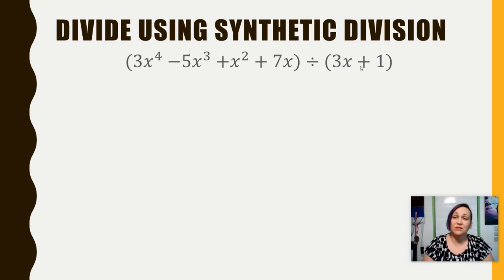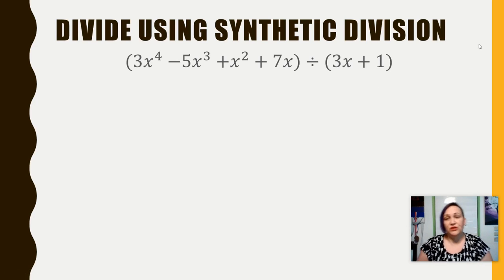If you're dividing by something larger than a binomial, like a trinomial or 4 terms or 5 terms, then synthetic division is no longer an option. So it is specifically for dividing by binomials. Now, this example is going to get a little bit trickier because there's a leading coefficient. There's a 3 in front of my x. That's going to make it a little bit more difficult.